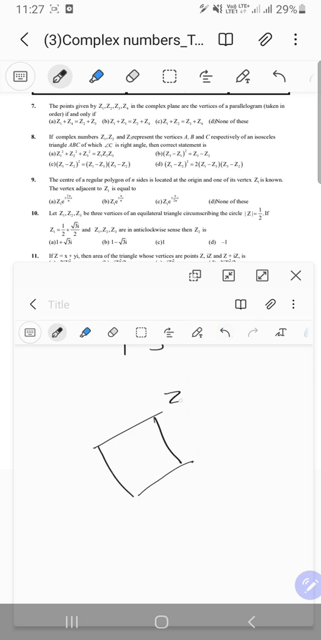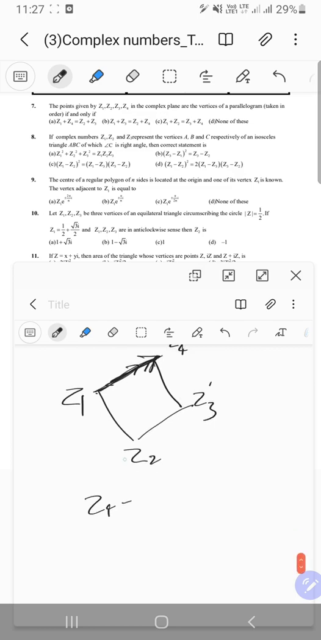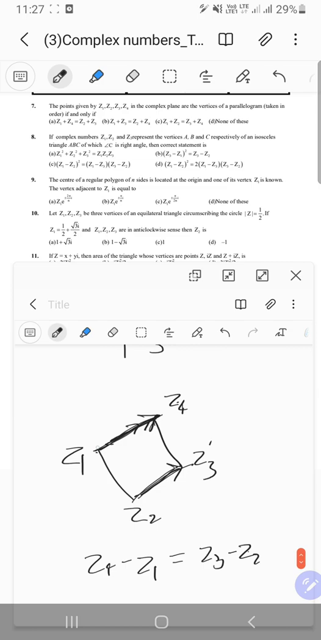So z4, z3, z2, z1. What do we know? Z4 minus z1, that will be this vector. Z4 minus z1 should be equal to this vector, z3 minus z2, right? If that's correct, that basically means you got these two parallel lines and these have the same length. That in fact ensures that it is going to be a parallelogram.